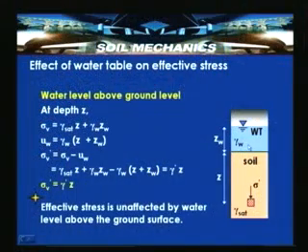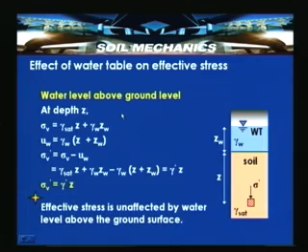Another case is water table above ground level. In the previous case we saw the water table at the ground surface; now consider the water table ZW located above the ground level. That is, this is the ground surface, and ZW is the height of the water table above it. The total stress is gamma sat Z plus gamma W ZW, and UW is equal to gamma W into Z plus ZW. So, when you simplify, the effective stress sigma V minus UW is sigma V dash equal to gamma dash Z.